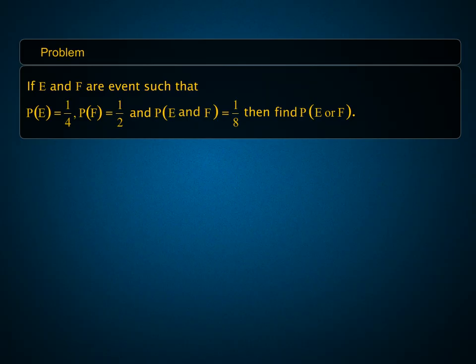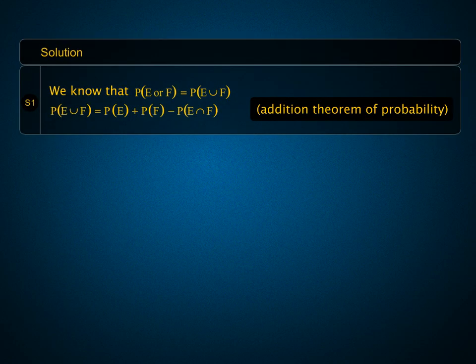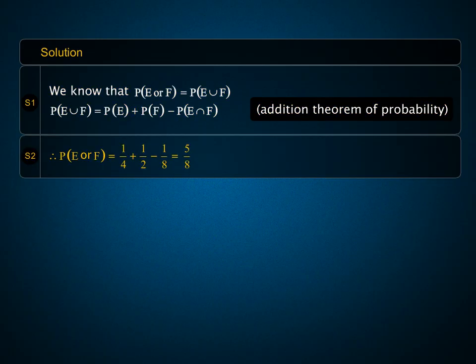If E and F are events with the given probabilities and the probability of E and F is also given, find the probability of E or F. Let us apply the addition theorem of probability. We substitute the given probabilities to find the required answer for the probability of the event E or F.